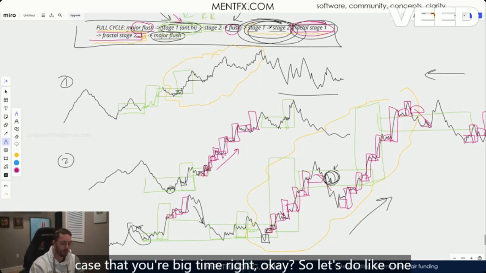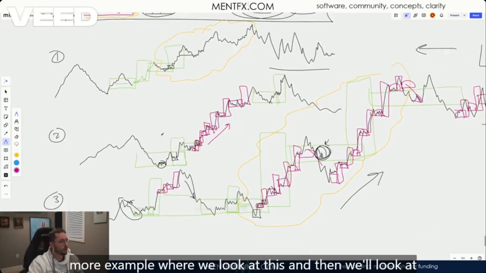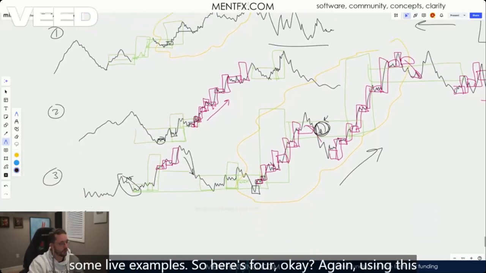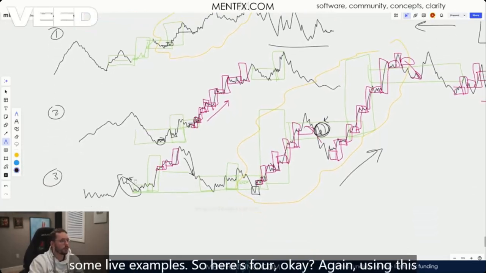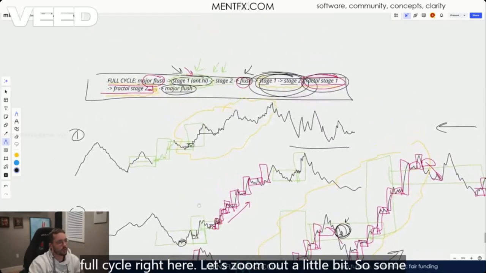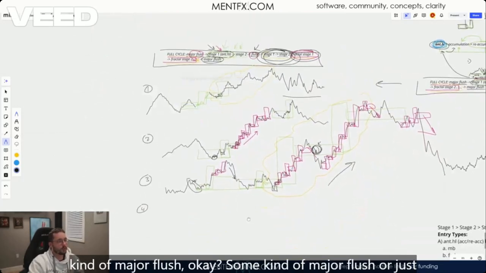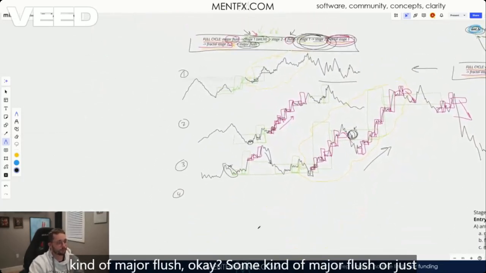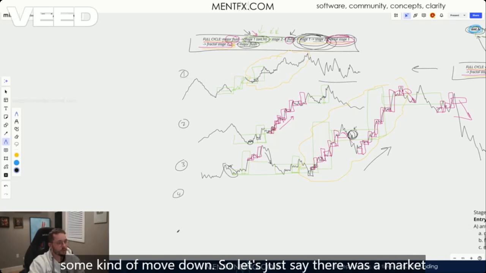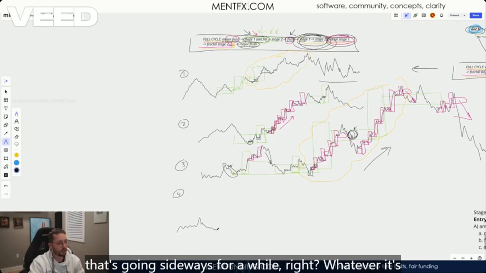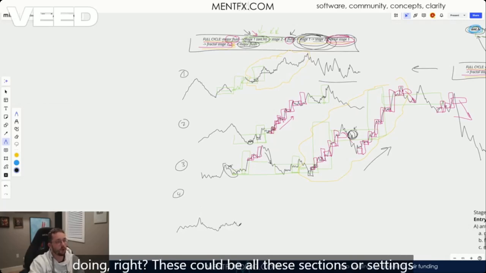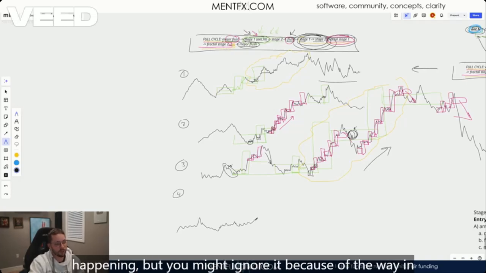Okay. So let's do one more example where we look at this, and then we'll look at some live examples. So here's 4. Okay. Again, using this full cycle right here. Let's zoom out a little bit. So some kind of major flush, or just some kind of move down. So let's just say there was a market that's going sideways for a while, right? Whatever it's doing, these could be all these sections or settings happening, but you might ignore it because of the way in which it's moving.